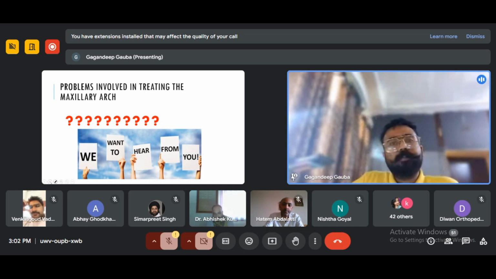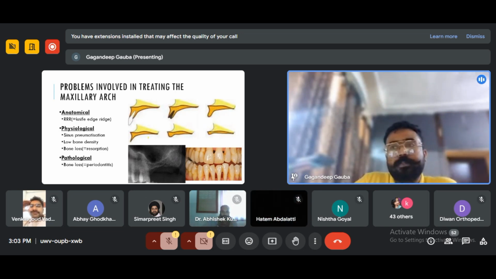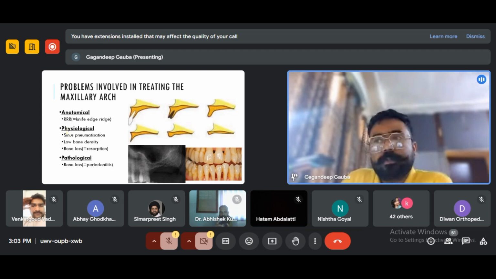So what are the problems that I felt before I switched to basal implantology? These were the problems that I was facing. Primarily, the anatomical problems, that is the knife edge ridge, because of residual ridge resorption. As we have seen, when the tooth is extracted, the ridge slowly resorbs and turns into a knife edge ridge, and later on that knife edge also resorbs, and we are only left with the basal cortical bone, right? And there are some physiological problems also, like Dr. Simmer said, sinus pneumatization.